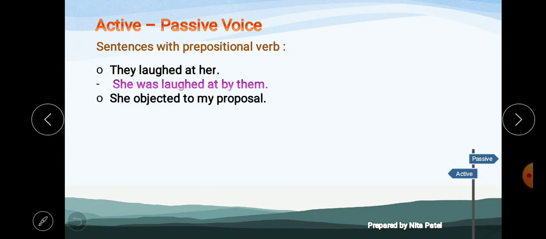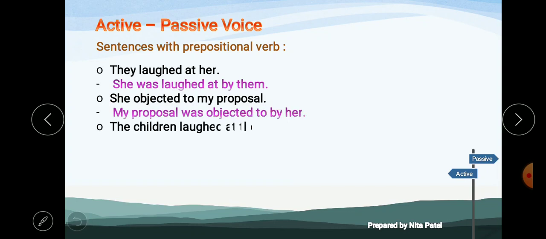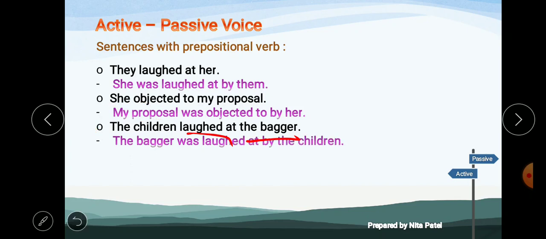Anyways, let's see next. She objected to my proposal. My proposal was objected to by her. Let's see the answer. My proposal was objected to by her. The children laughed at the beggar. Again, the beggar was laughed at by the children. Let's see. Okay. The beggar was laughed at by the children.